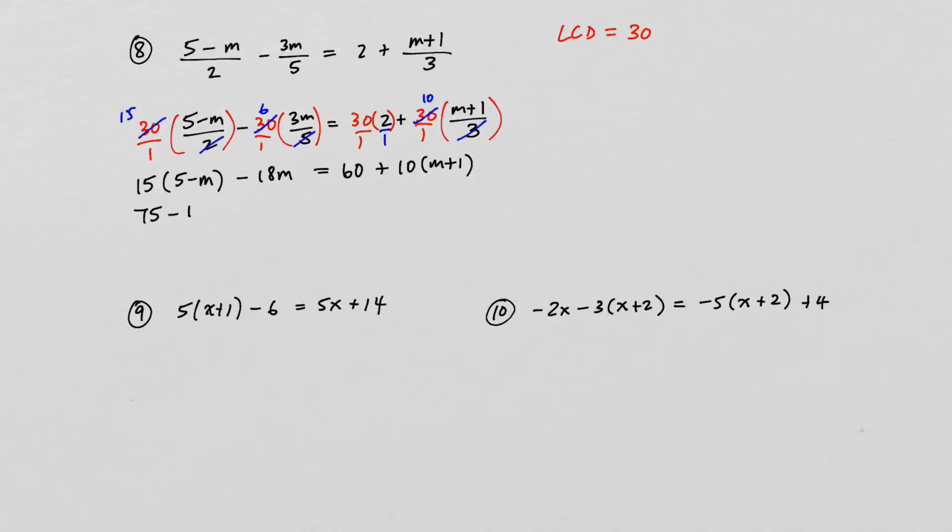Then we need to multiply out the parentheses. So again, if I'm going too fast, pause the video and double check for yourself that this is correct. Next, we combine like terms. So negative 15m minus 18m is negative 33m. And on the other side, we have 10m plus 60 plus 10 is 70.